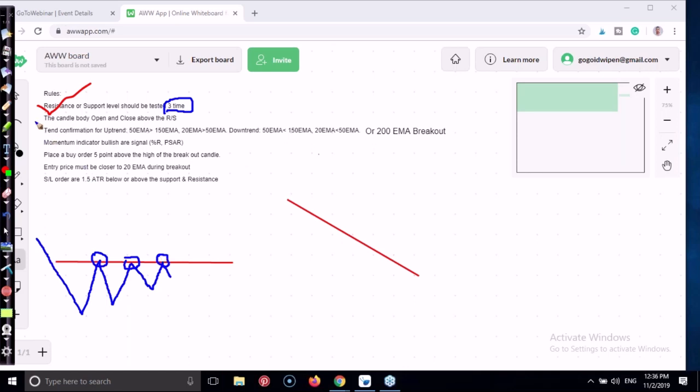Next, remember the candle body open and close above support or resistance, right? Similarly, let me show you here. Test one in a diagonal, two, and then the market is somewhere here, like that, right? Test one, test two, like that. This is called a diagonal trend, right?